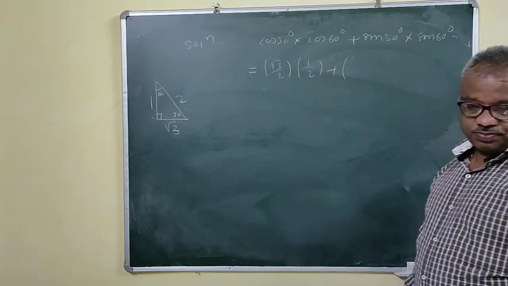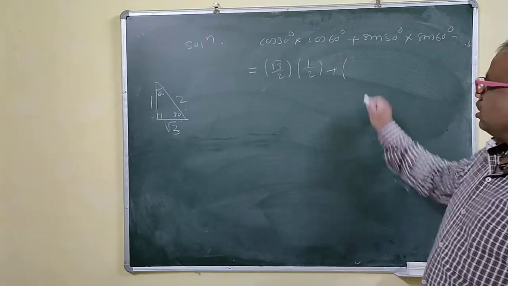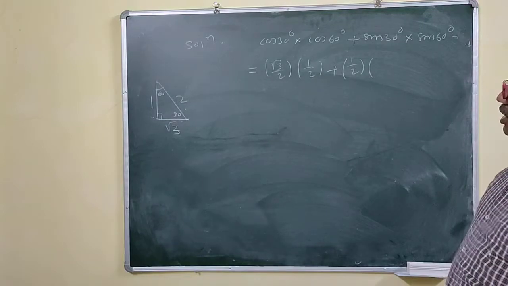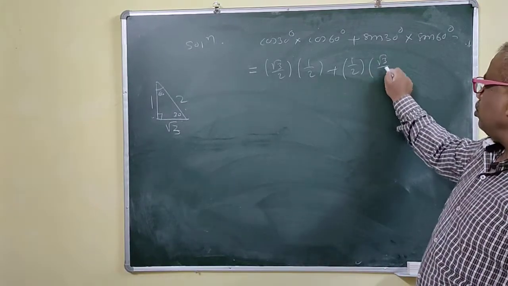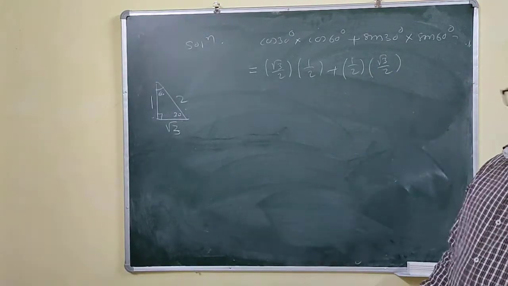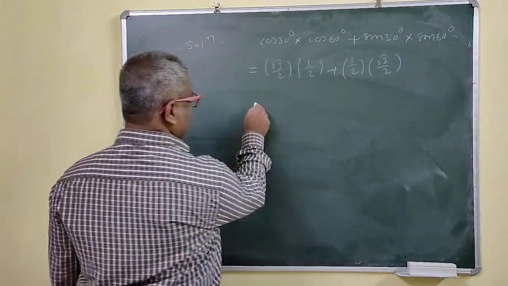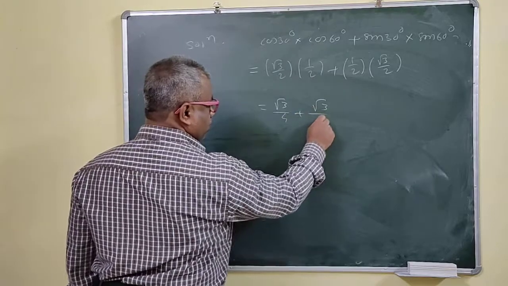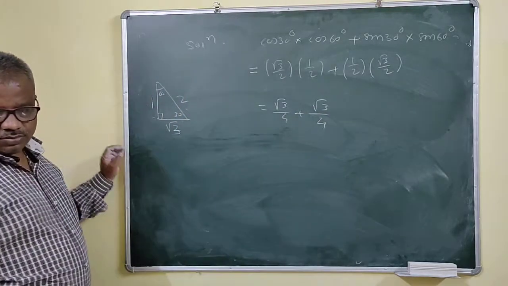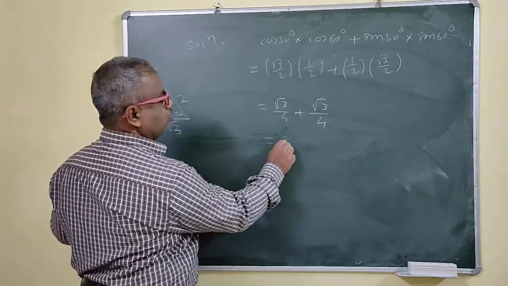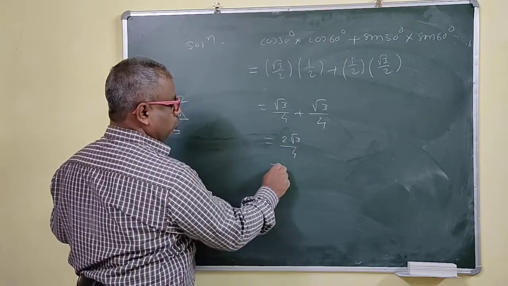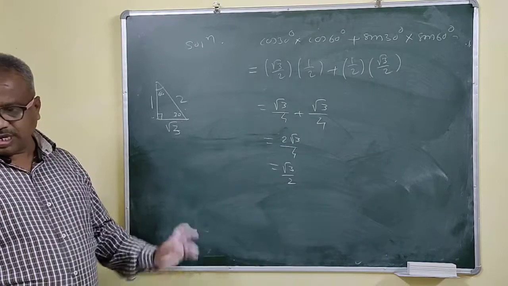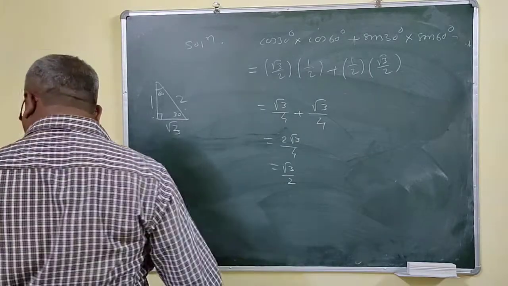Plus sin 30 degrees is half. Then sin 60 degrees is root 3 by 2. Okay, so this is root 3 by 4 plus root 3 by 4. So this is equal to 2 root 3 by 4. So this is root 3 by 2. So we get this value. Next.